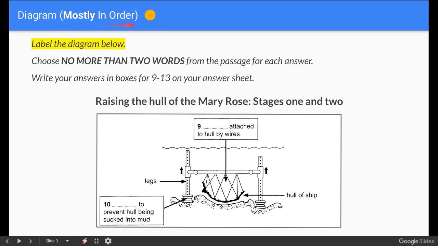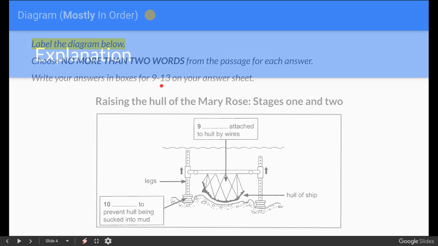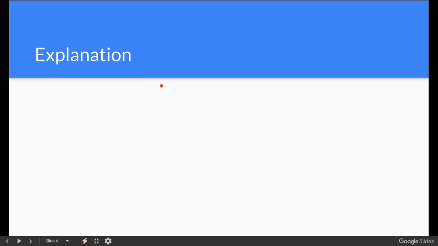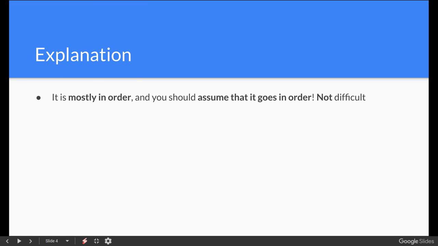And these questions go mostly in order. So that means that 80 to 90% of the times, these questions are going to be in order. Now let me give you a bit of explanation about this question type. It's mostly in order, so you already know that now. And since this question is mostly in order, we're going to assume that it goes in order. As mentioned before, this is not a difficult question type, so feel free to do this at any point.